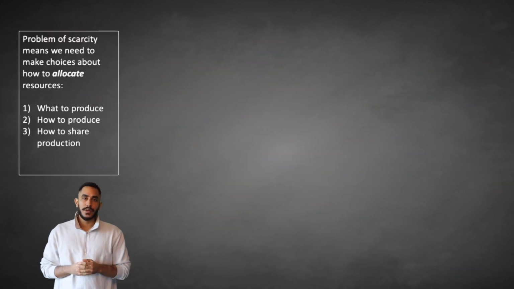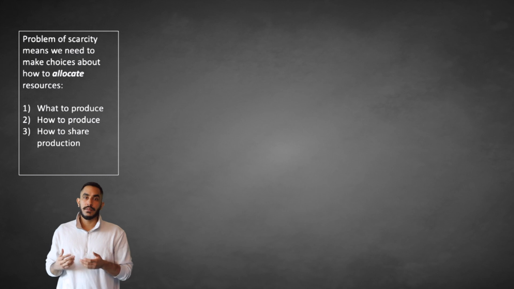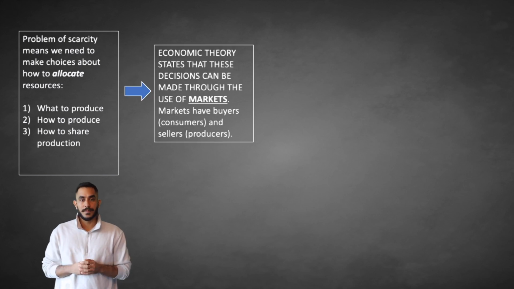The fundamental economic problem of scarcity means that we need to make decisions about how to allocate resources. Those three decisions were what to produce, how to produce, and how to share out production. Economic theory states that markets can be used to help us make these decisions.